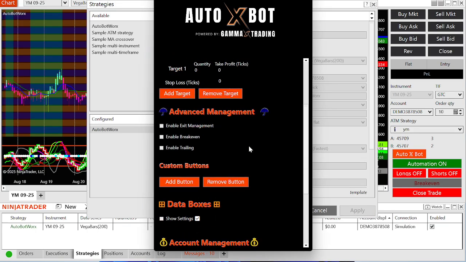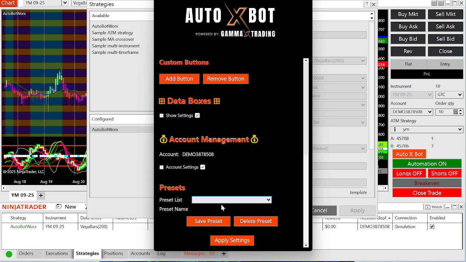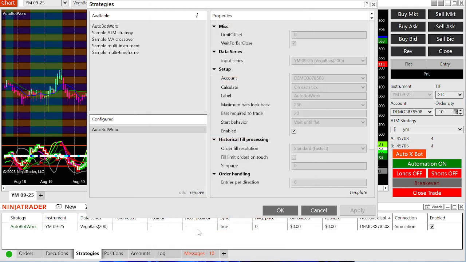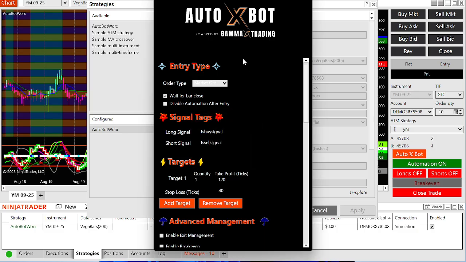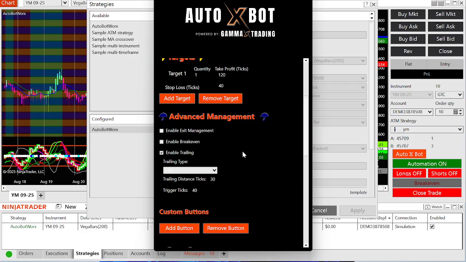So you can see that I have the template set for the bot, and this template is for YM, the DAO. Because to me, the DAO just gives much cleaner price action than NQ does. There's a lot less wickiness to it, so I prefer trading the DAO. Not to say I won't trade NQ, but it's just my personal preference.